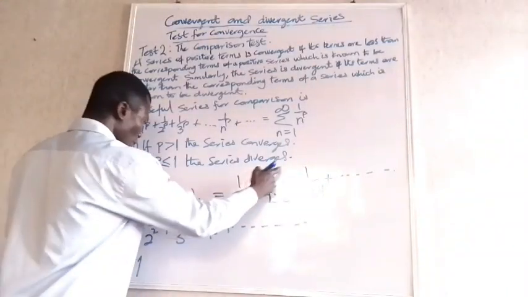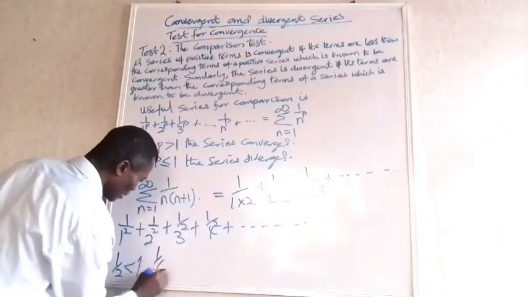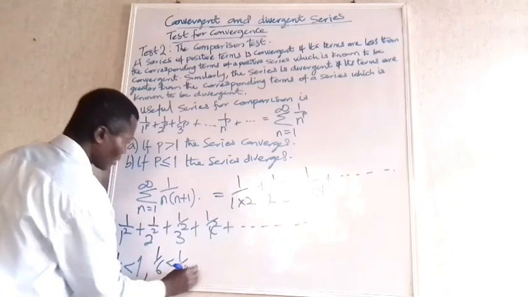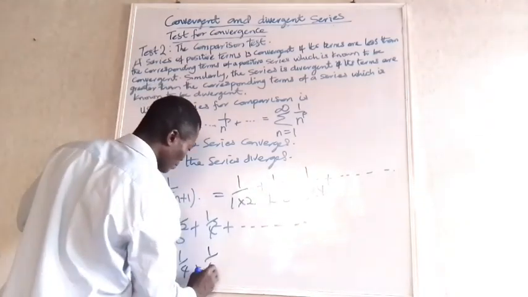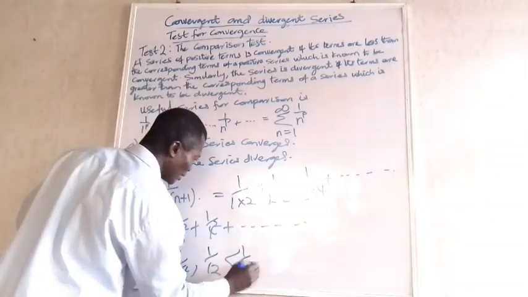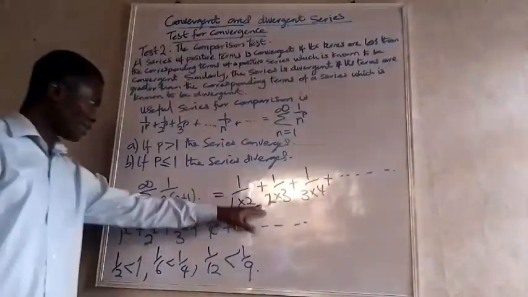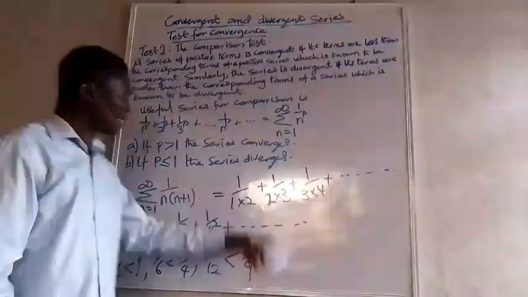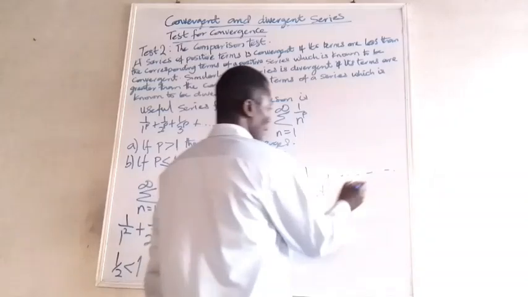Let's look at the second one. 1 over 6, 1 over 4. 1 over 6 is less than 1 over 4. For the third one, 1 over 12 will be lesser than 1 over 9. So what does that imply? Since these terms are lesser than this one, which we know to converge, it means that this series is convergent.